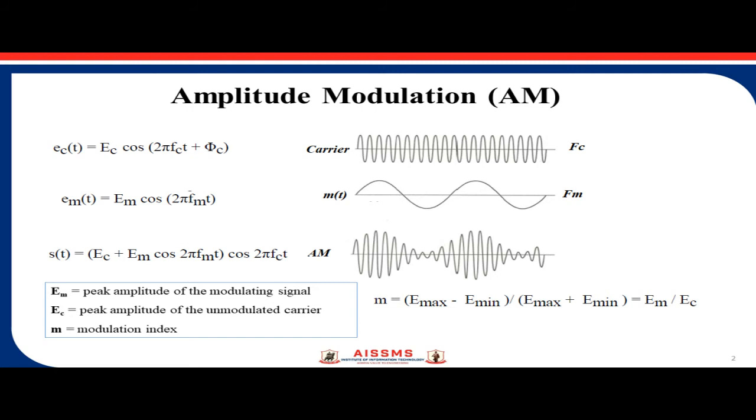As you can see in the diagram, FM, that is the baseband signal, has some frequency, whereas the frequency of the carrier FC is much greater than the frequency of the baseband signal, that is FM.